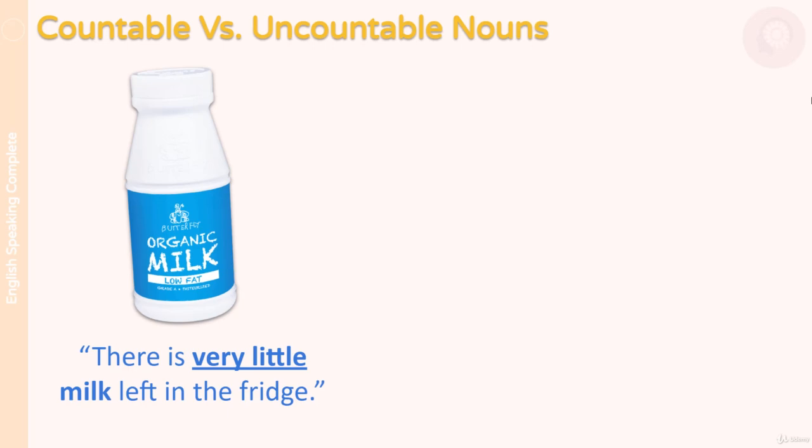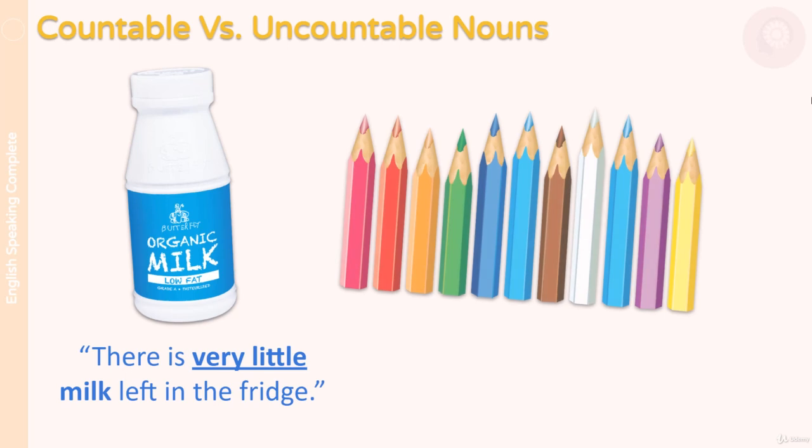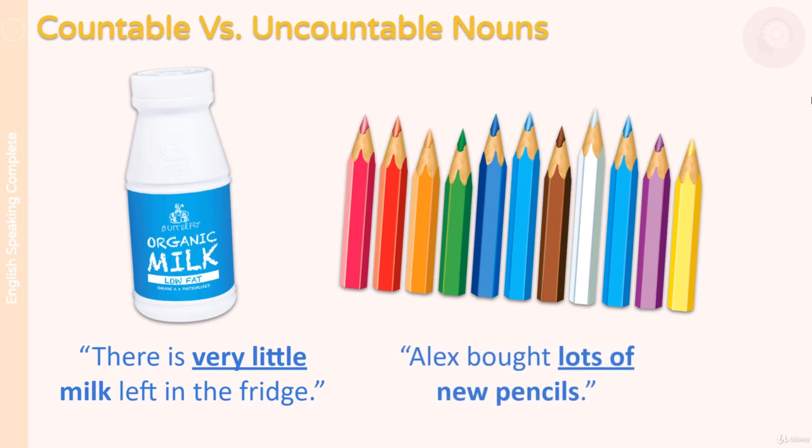Let's take a look at a countable quantifier. So here we have some coloured pencils. This is countable. I can see how many there are. So I would have to use a quantifier for countable nouns. Alex bought lots of new pencils. And there is just a quick example.